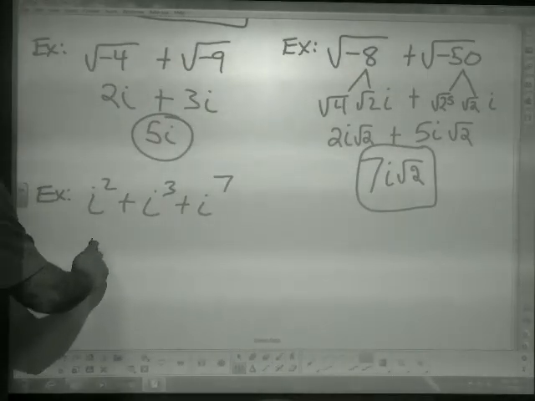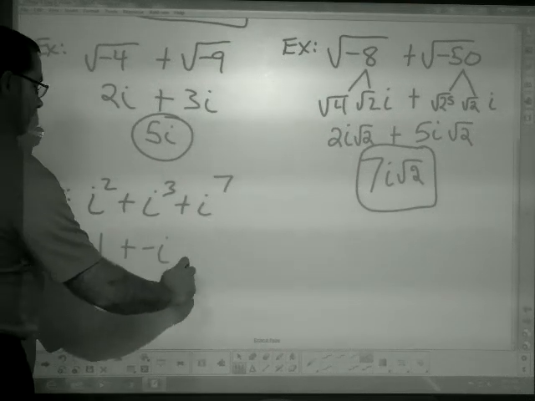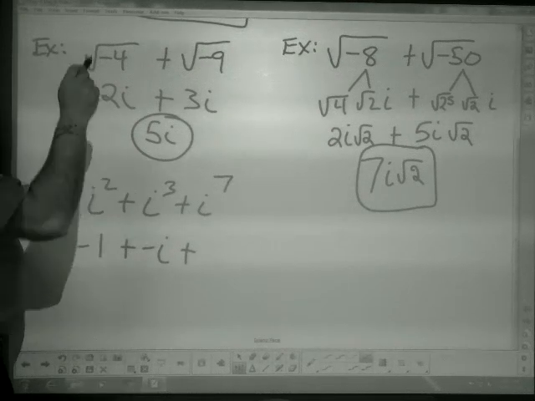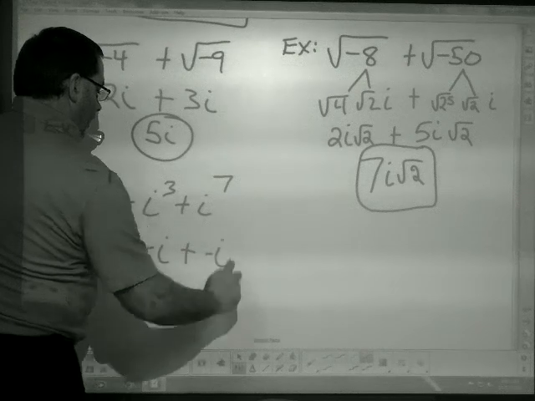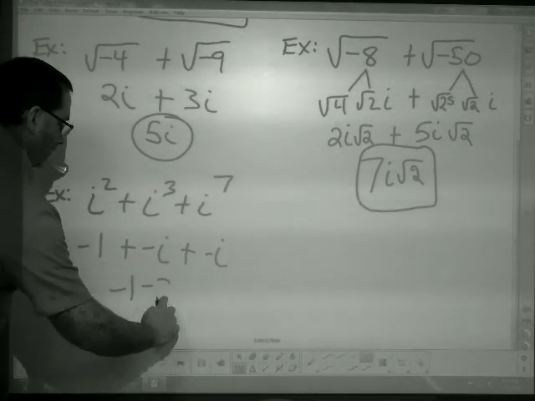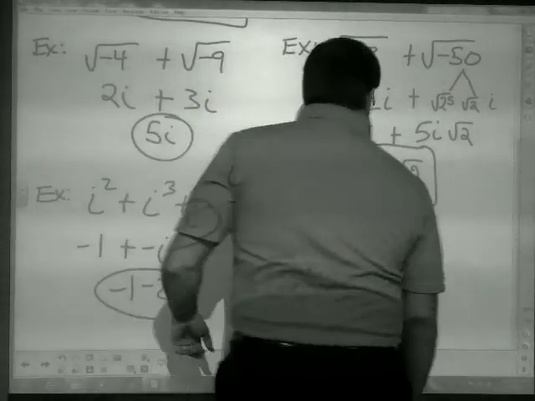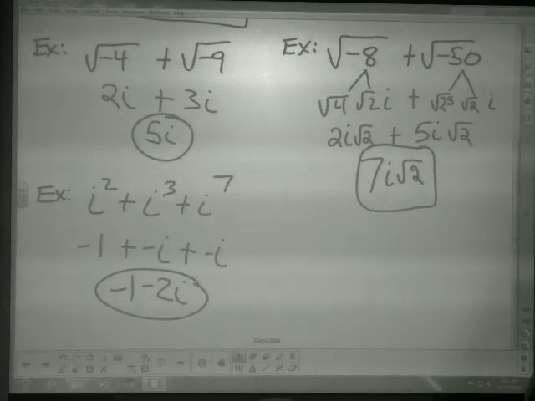Last thing, we can simplify adding powers of i. i squared we know is negative 1. i to the 3rd is negative i. i to the 7th: 1, 2, 3, 4, 5, 6, 7. That's the same as i to the 3rd, which is negative i. So I got negative 1, negative i, and another negative i is a negative 2i. So we're going to practice this in class, working with powers of i and working with simplifying, adding i stuff together. Okay?